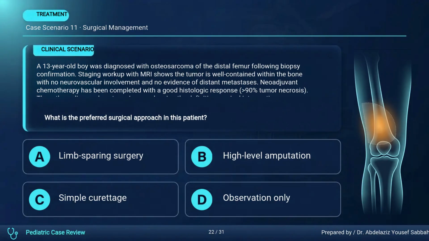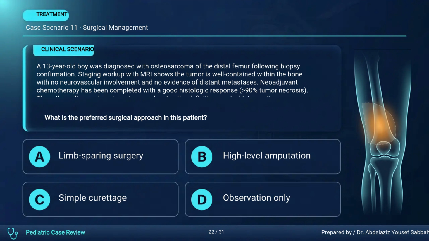Case 11. A 13-year-old boy was diagnosed with osteosarcoma of the distal femur following biopsy confirmation. Staging workup with magnetic resonance imaging shows the tumor is well contained within the bone with no neurovascular involvement and no evidence of distant metastases. Neoadjuvant chemotherapy has been completed with a good histologic response, meaning greater than 90% tumor necrosis. The orthopedic oncology team is now planning the definitive surgical intervention.